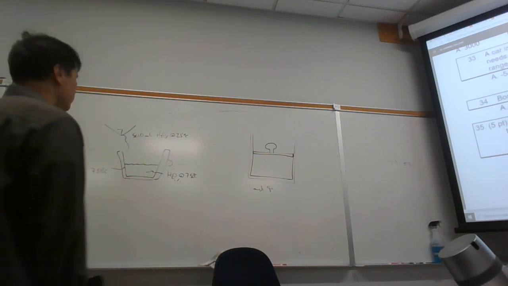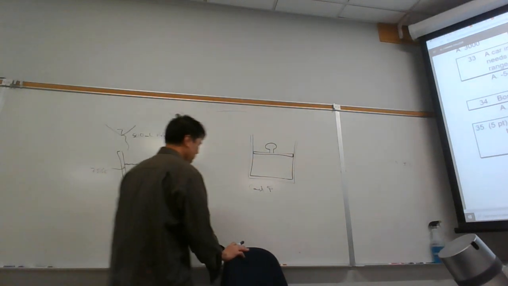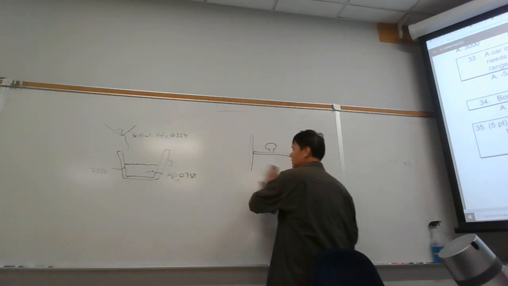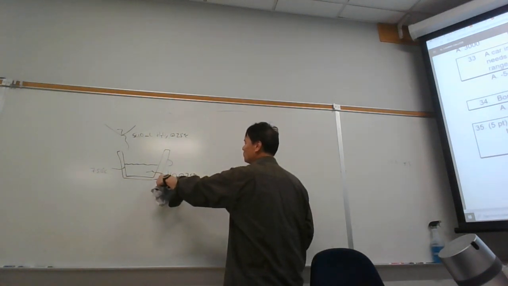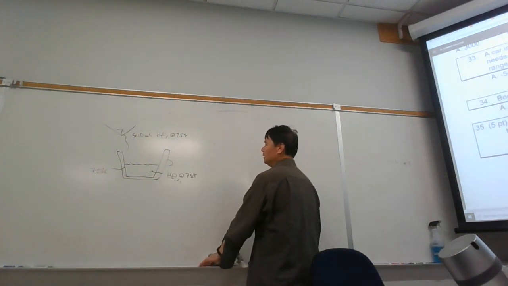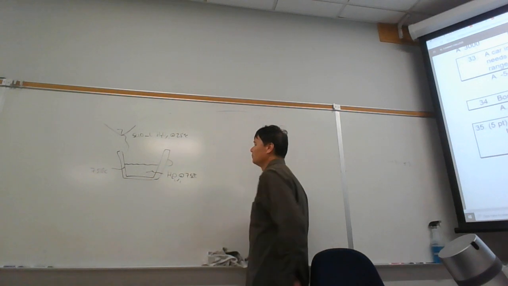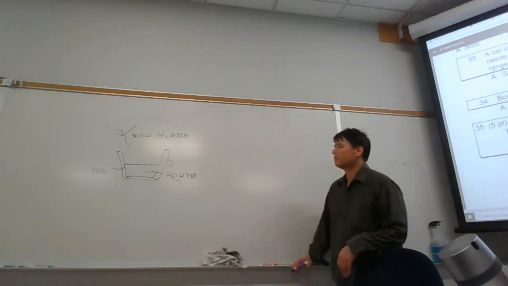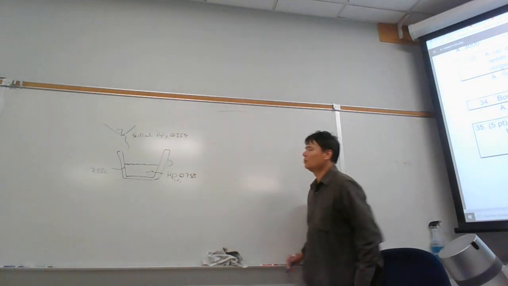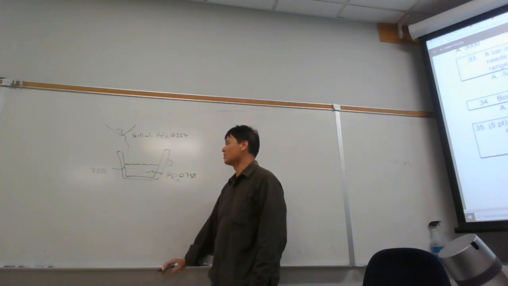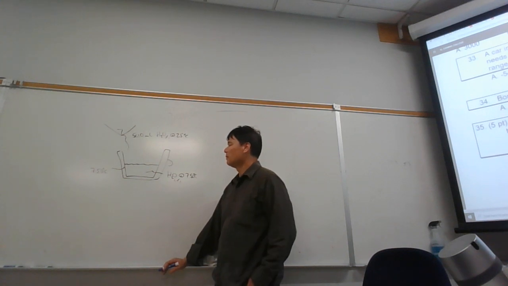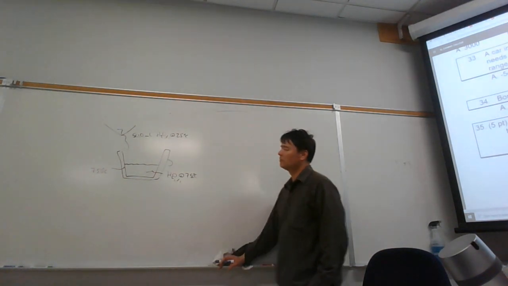Okay, so what we're going to do is there's going to be heat exchange. The hot water and the cup will lose heat, and the cold water will gain it. Now, the book ignores the heat from the cup because it's assuming the cup has zero heat capacity. But we're not going to do that. We're going to factor in the cup.